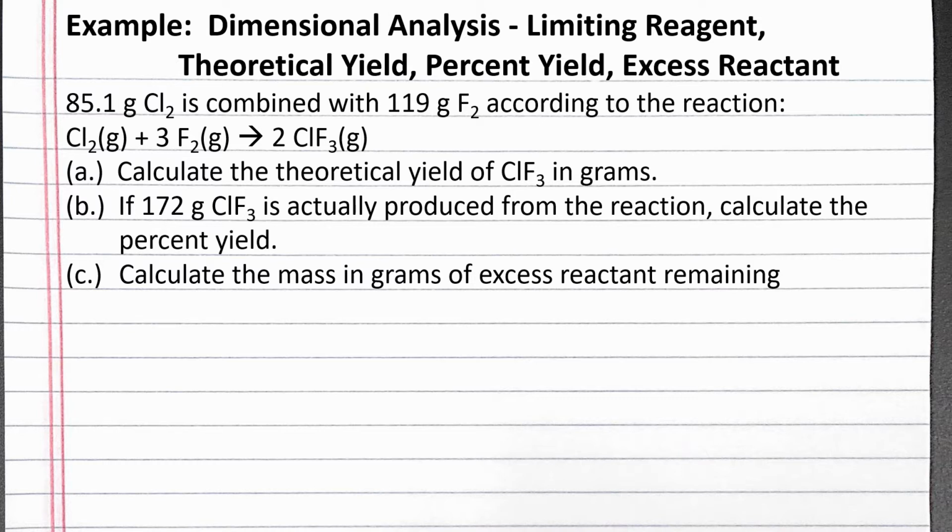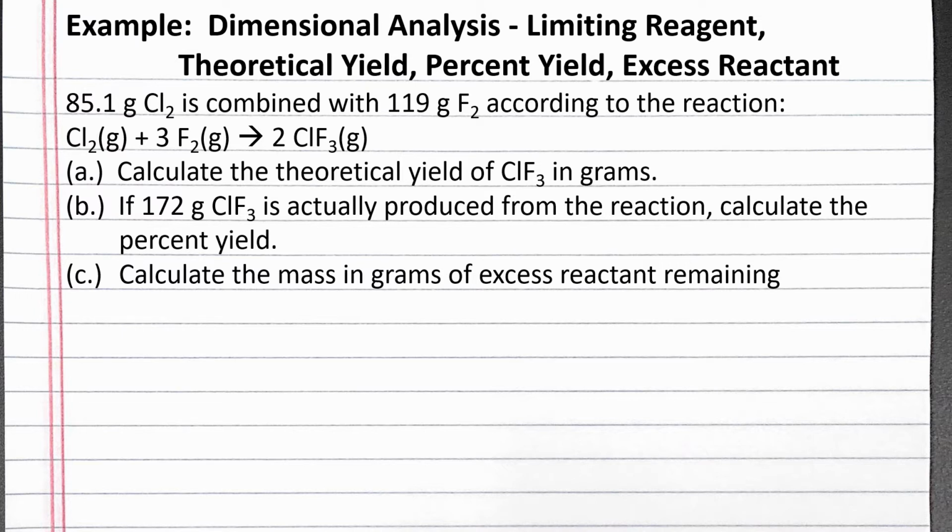Part A. Calculate the theoretical yield of chlorine trifluoride in grams. Part B. If 172 grams chlorine trifluoride is actually produced from the reaction, calculate the percent yield. Part C. Calculate the mass in grams of excess reactant remaining.